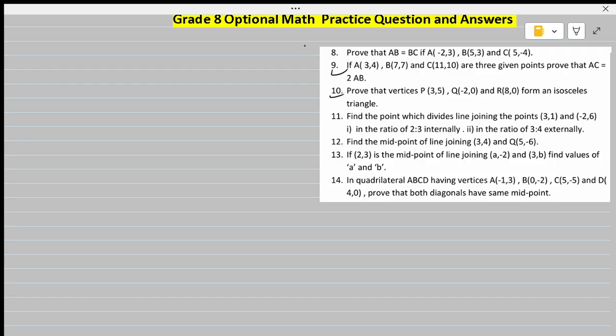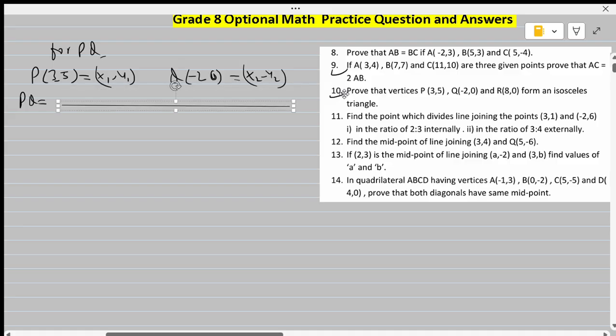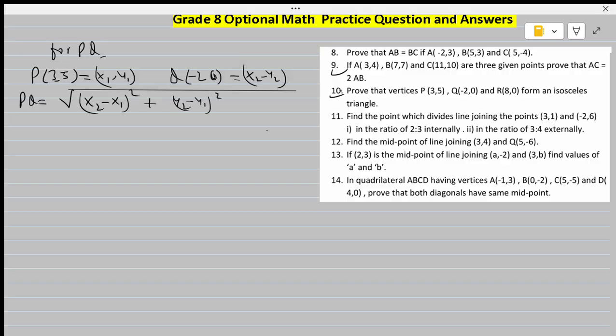Like, okay, so I'm first finding PQ. So for PQ, P point I do have 3, 5, so this I need to consider x1, y1, and Q point I do have -2, 0, and this you need to consider x2, y2. So let's find its distance. So here, x2 minus x1 squared plus y2 minus y1 squared we are doing. Now place their values.